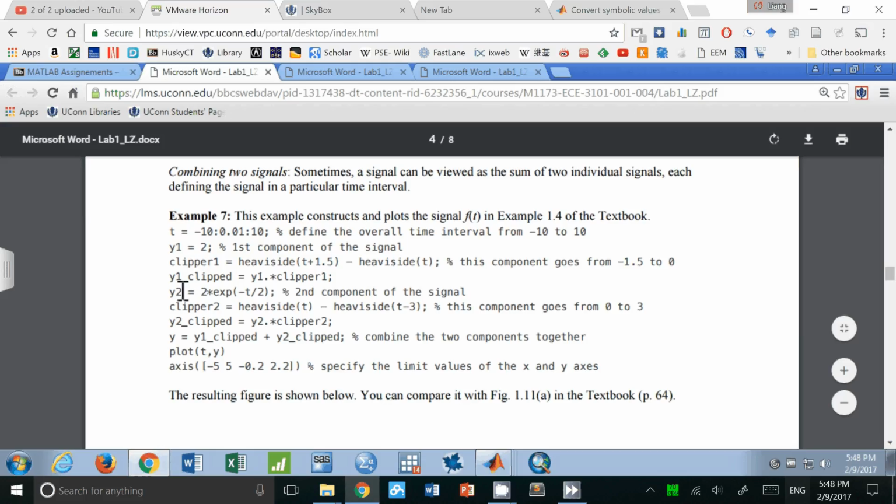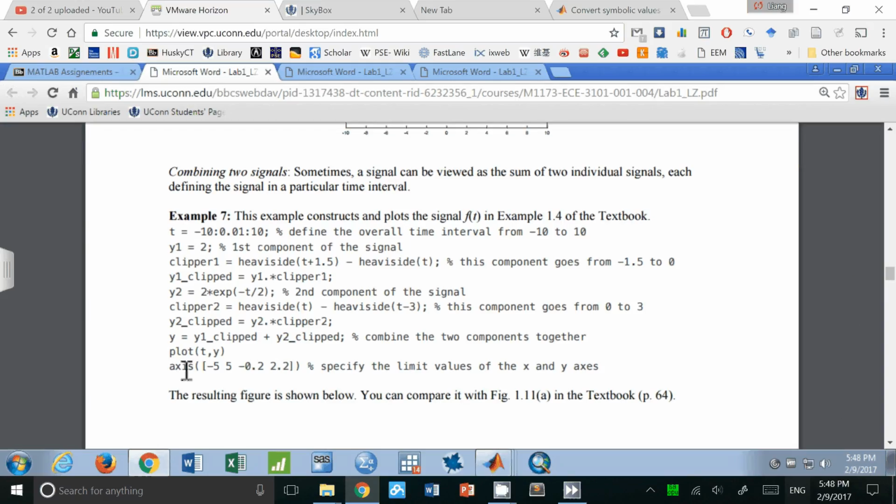And then the second one is going to be an exponential signal, the second component. I applied a clipper to it also, and then have the second clipped. And then I add the two combined signals together. I plot the eventual signal afterwards. And finally, this is a new command called axis. It defines, after the plot is constructed, what the limits on the x-axis will be, -5 to 5, and what limit you want on the y-axis, in this case, -3.2 to 2.2.